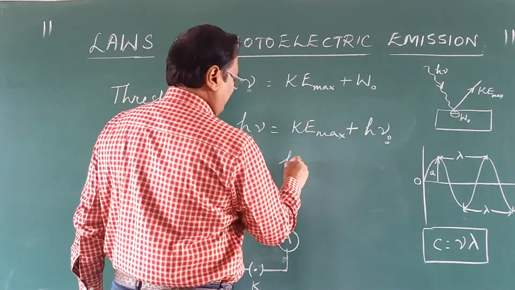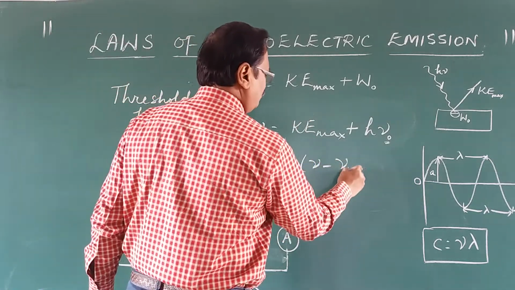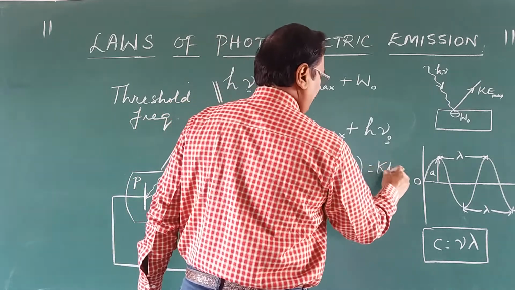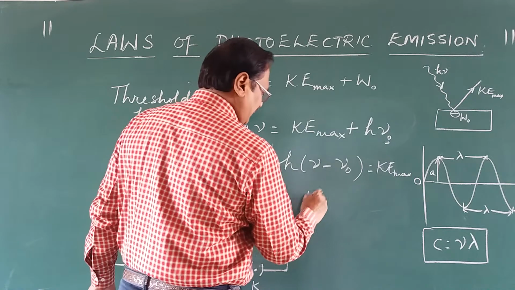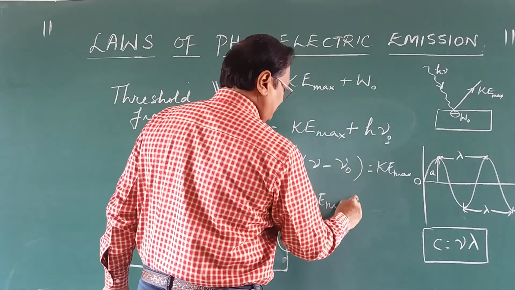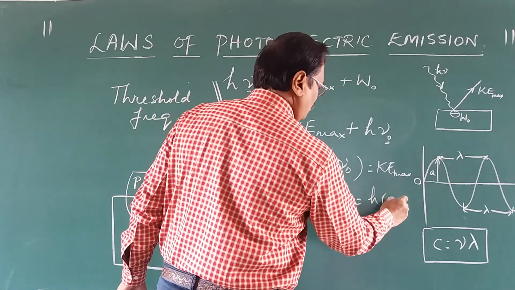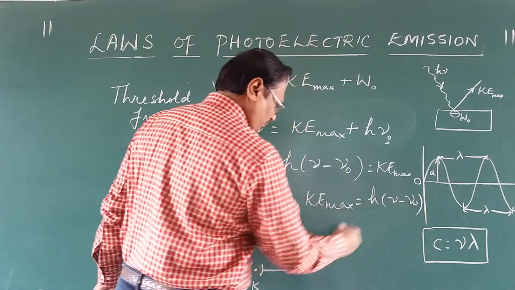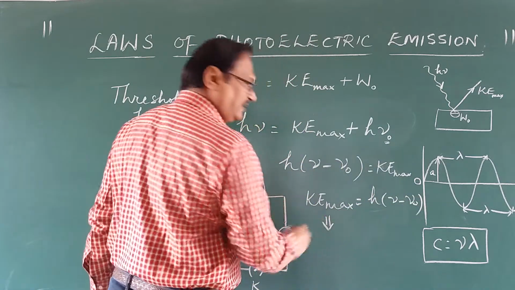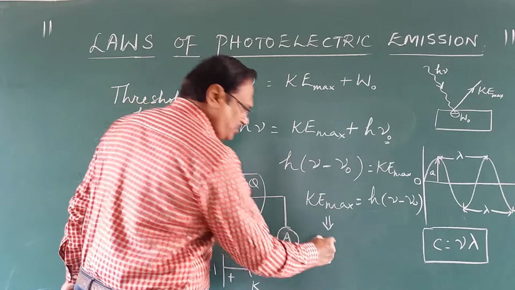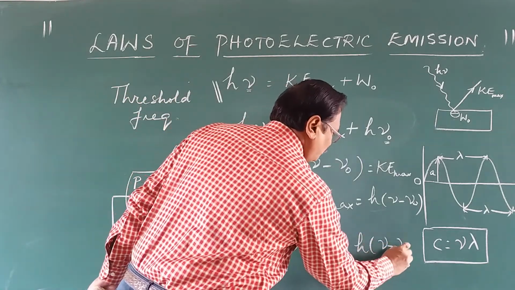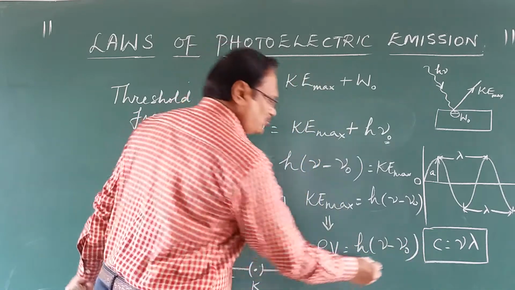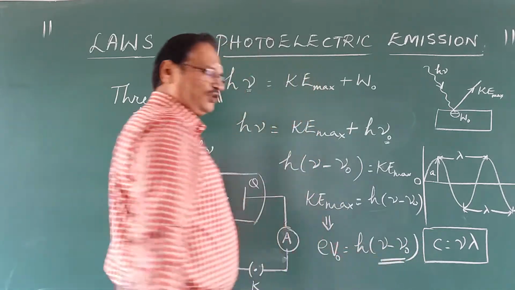So let me rearrange it now. h of nu minus nu naught is equal to kinetic energy maximum, or also I can say kinetic energy maximum is equal to h of nu minus nu naught. We also can write that instead of kinetic energy, we can take potential energy: eV naught is equal to h of nu minus nu naught. You see, this is a very important point.